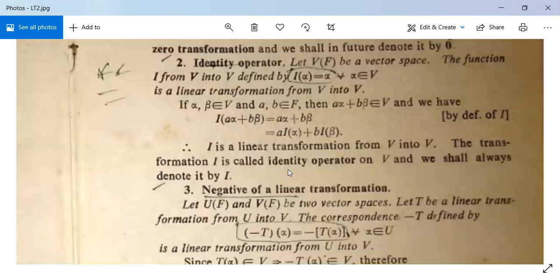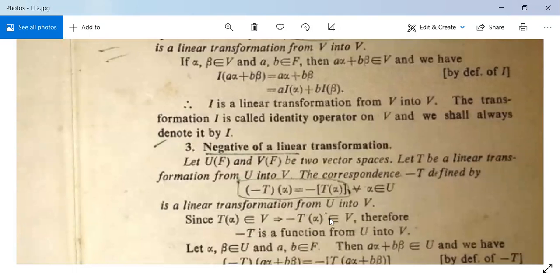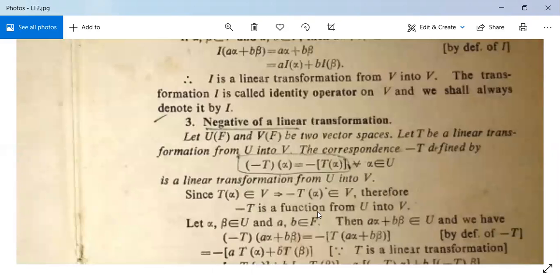Next, see the negative of a linear transformation. Let U and V be two vector spaces and T be a linear transformation from U into V. Then the correspondence minus T defined by minus T alpha is equal to minus times T alpha for all alpha in U is a linear transformation from U into V. See, T alpha belongs to V, therefore minus T alpha will also be in V, since V is a vector space. Therefore, minus T is a function from U into V.